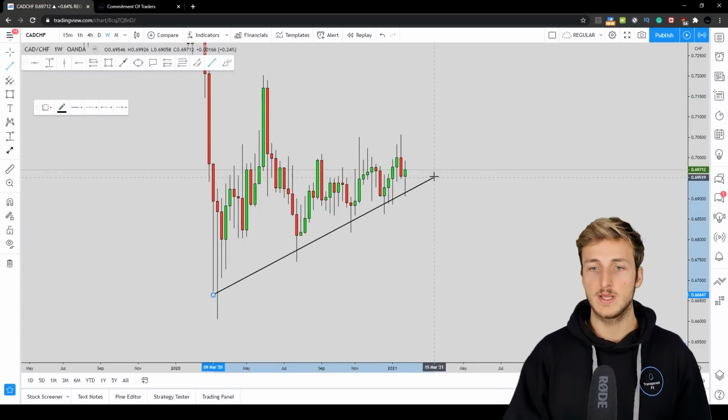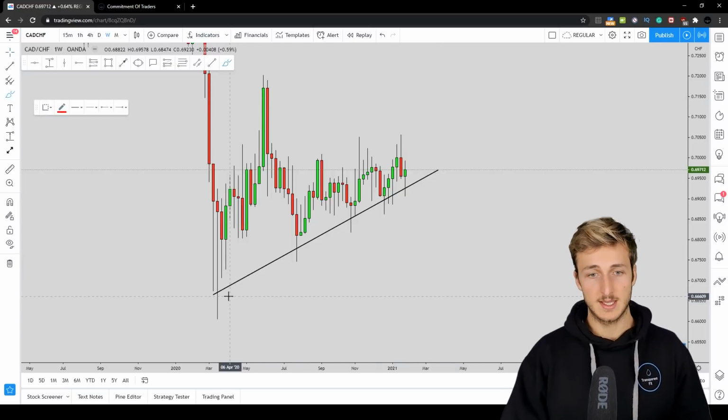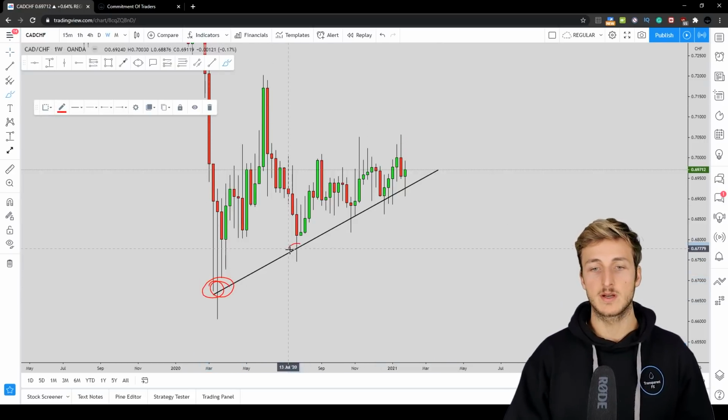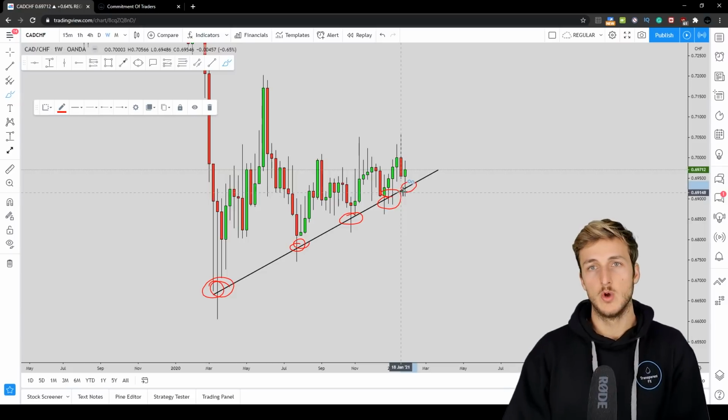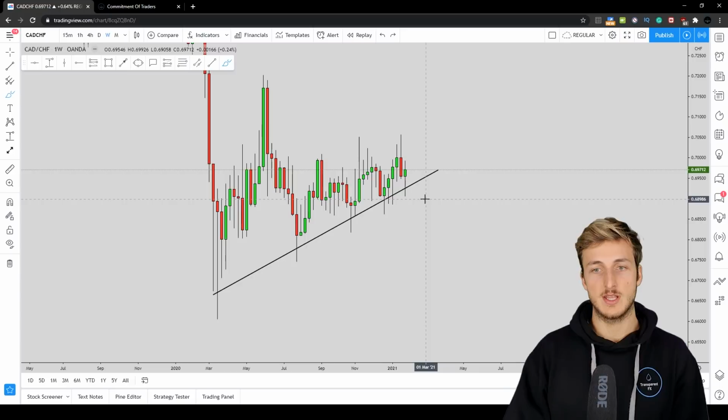Now here on the weekly, we can see that the market has been creating higher lows quite consistently. In fact, the market printed the first low here, another higher low here, another higher low, and a higher low now as we are speaking with our previous weekly candle. So the market here is creating higher lows.